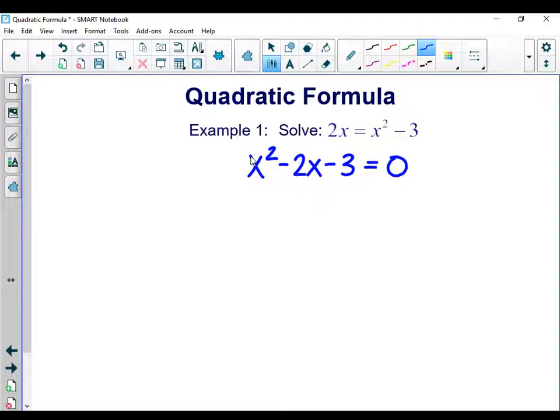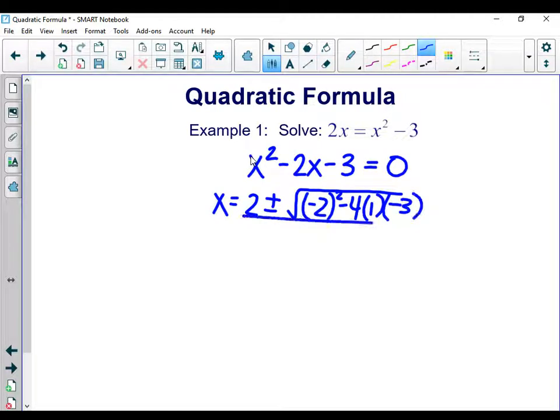Here we go. X equals the opposite of b plus or minus the square root, and this is always really slow to do, b squared minus 4ac all over 2a.